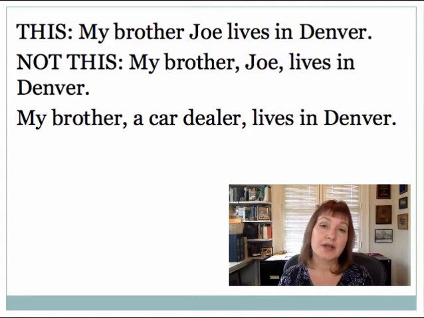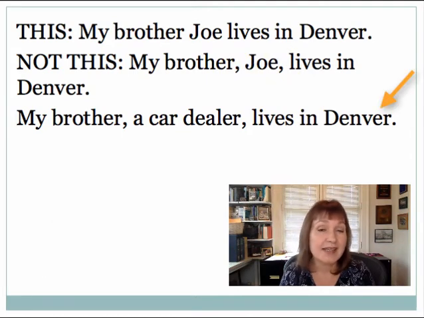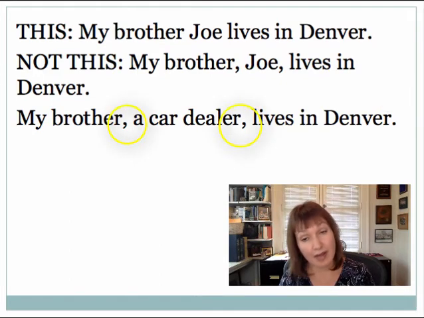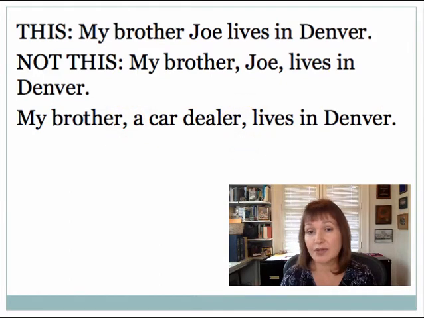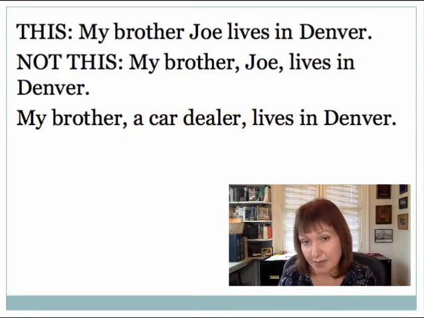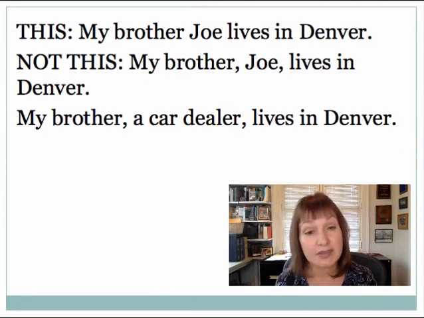To show you an example of a non-essential appositive, look at that last sentence. My brother, comma, a car dealer, comma, lives in Denver. We don't need that section, a car dealer. You could just say, my brother lives in Denver. And the sentence still means the same thing. The question you have to ask yourself is, does the sentence mean the same thing without that appositive?